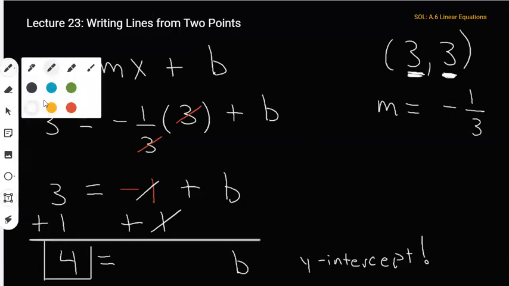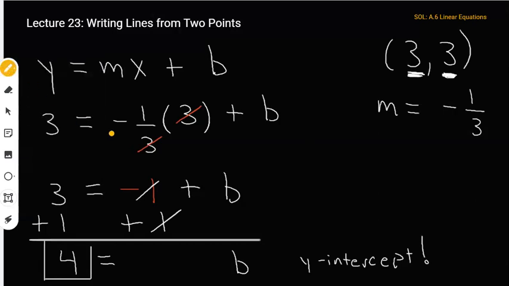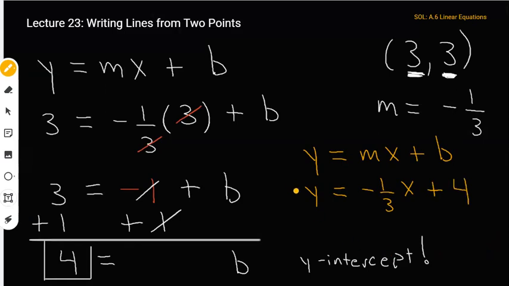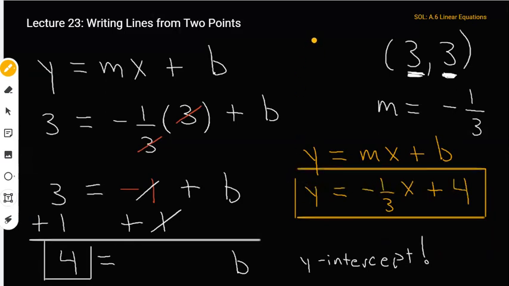Okay. So now I can put my answer as y equals mx plus b because I know what m is. That's going to be negative 1/3. And I know what b is. That's going to be 4. And I'm done. You're going to choose B.